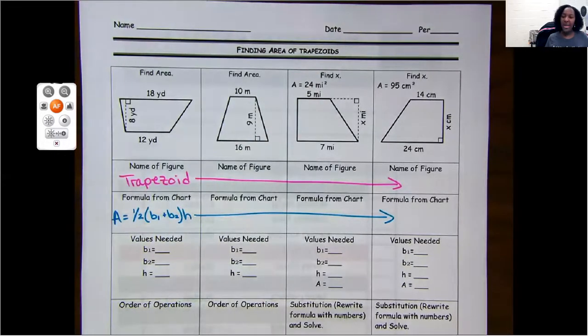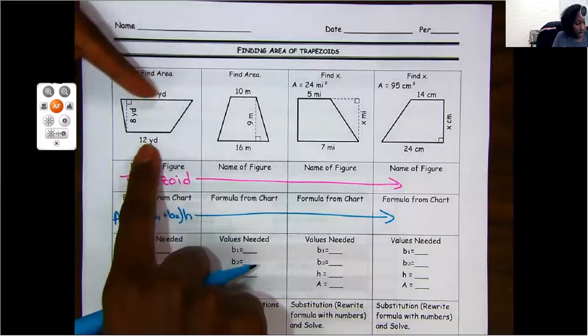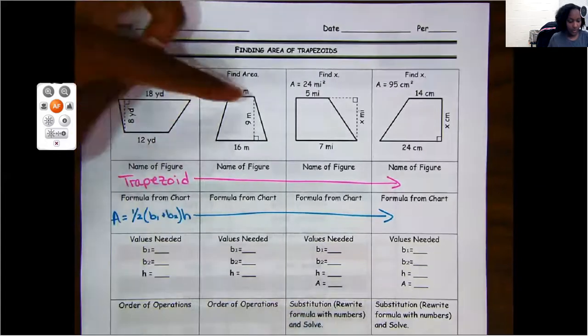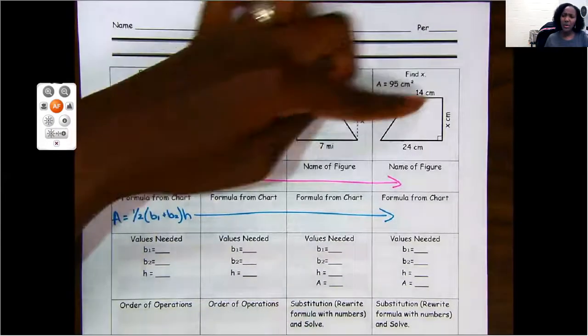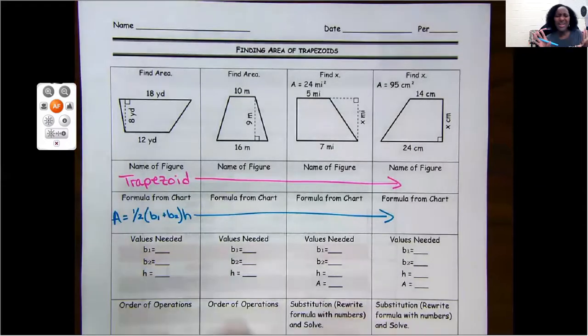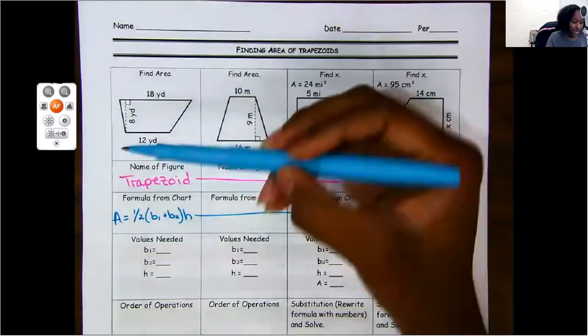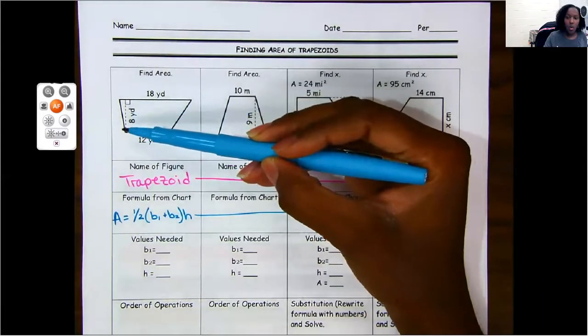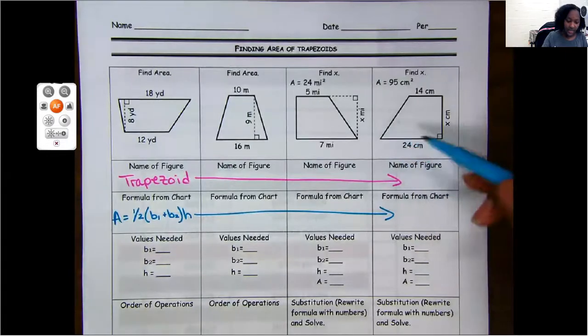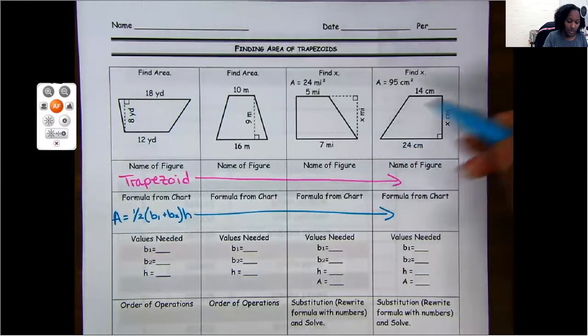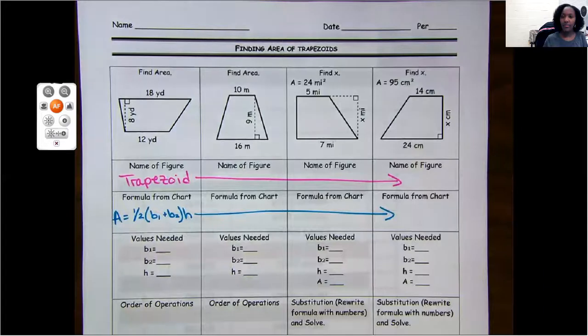Now, first of all, base 1 and base 2. That is usually your top and bottom numbers. Does it matter which one is base 1 or base 2? Not really, because you're adding them together. Usually I would say base 1 is the top, base 2 is the bottom. Your height, because it's a trapezoid, is usually indicated with a dotted line, or if you have a straight side, then you will see up and down is your height.